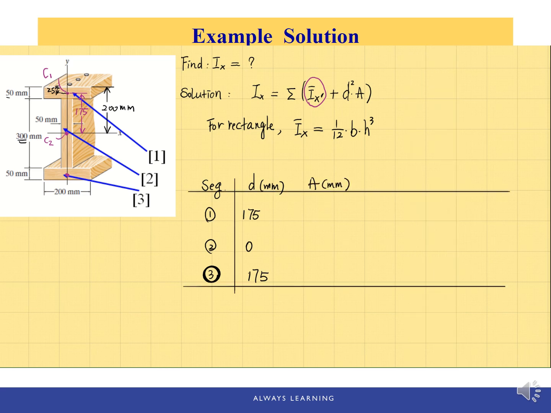Next, let's find the areas A. So A1 should be equal to A3, which is 50 times 200, equals 10 to the 4th millimeter squared. And then area number 2 equals 50 times the height, which is 300, therefore 1.5 times 10 to the 4th millimeter squared, and then we're going to put them into the table as well.